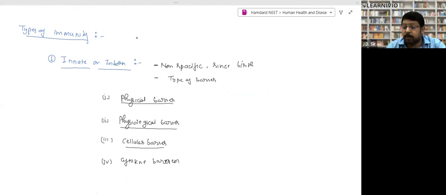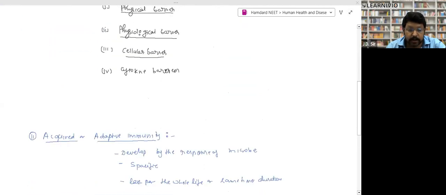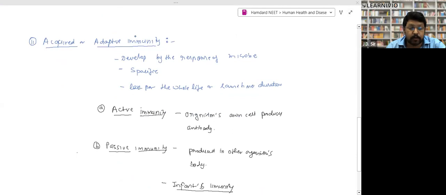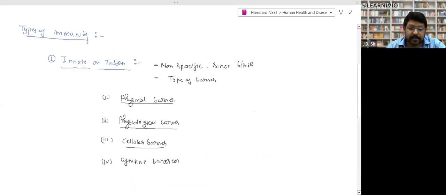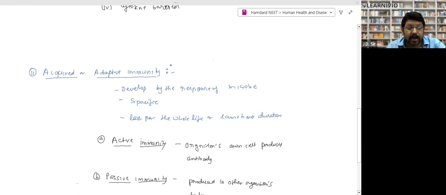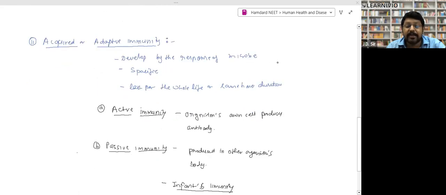Types of immunity can be of two types: innate immunity, and the second is acquired or adaptive immunity. Innate immunity, as it is written, we get by birth, and acquired immunity we get after birth, from this environment, right? Acquired immunity develops in response to a microbe. When a microbe attacks us, then it develops. This is specific, for a particular disease. Innate or inborn immunity is not for a particular disease. It is for all kinds of disease, right?